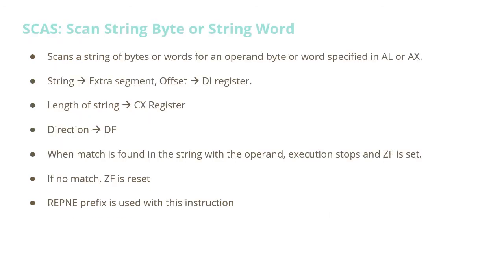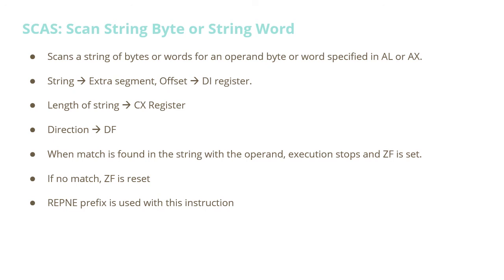Next is the SCAS instruction, which is scan string byte or string word. This instruction scans a string of bytes or a string of words for an operand byte or a word. If it's an operand byte, then it will be specified in the AL register, and if it is an operand word, then it will be given in the AX register. The string which needs to be scanned is given by the extra segment register and the DI register combination. The segment address of the string will be present in the extra segment register and its offset will be in the DI register. The length of the string will be given in the CX register. The direction will be indicated by the direction flag.